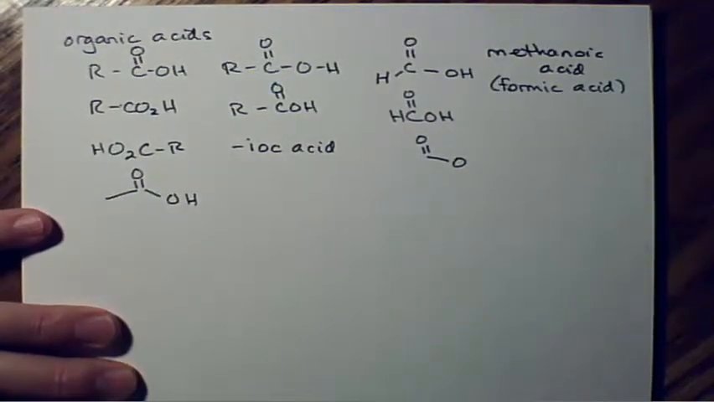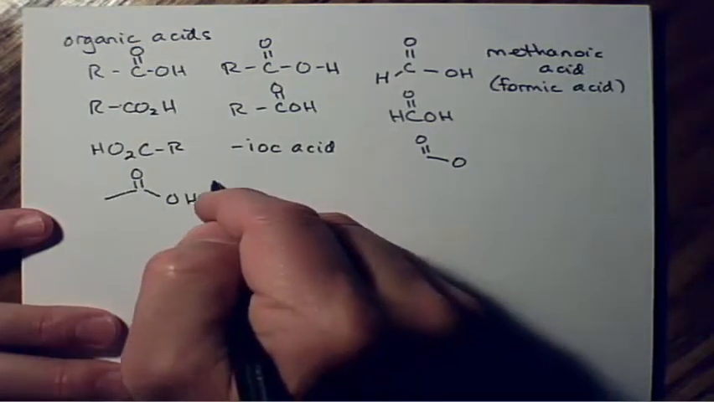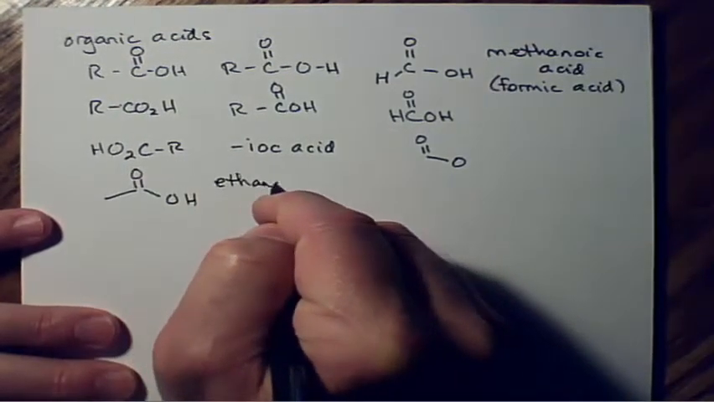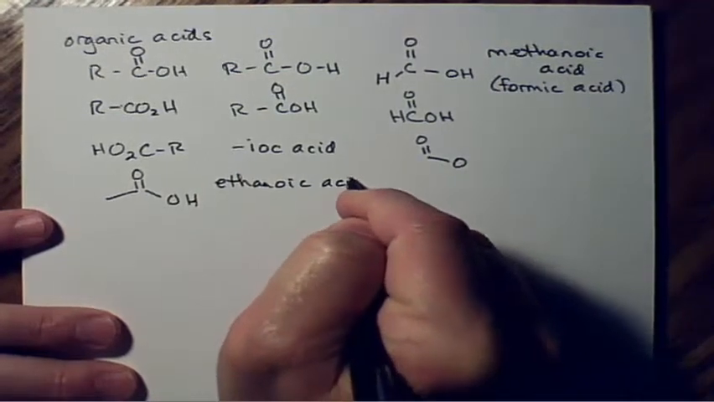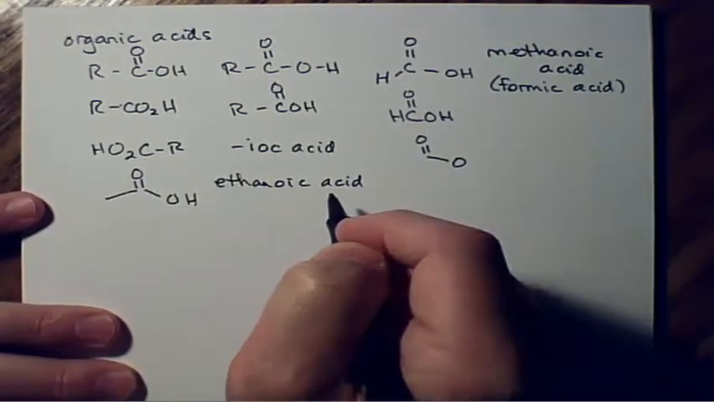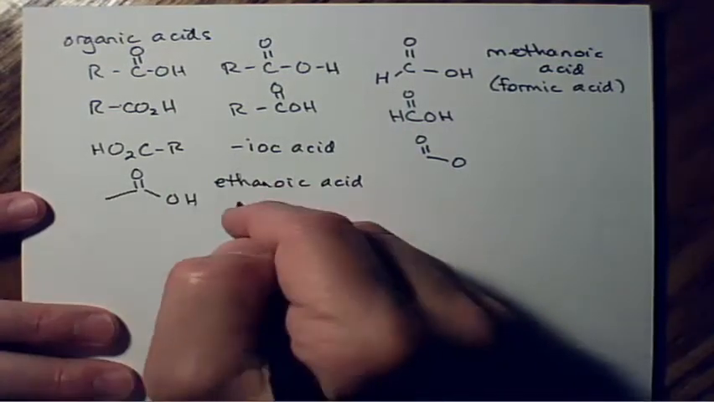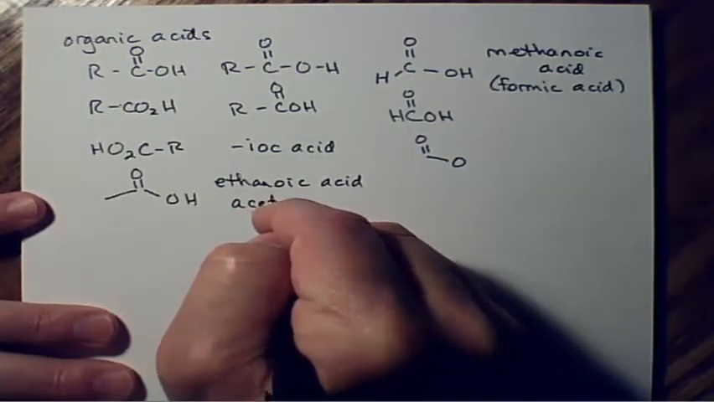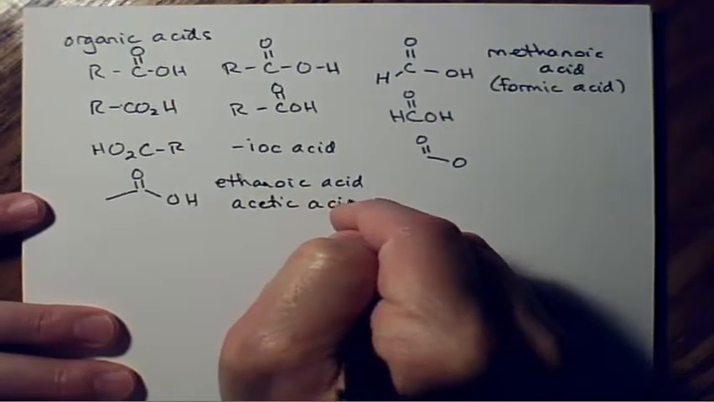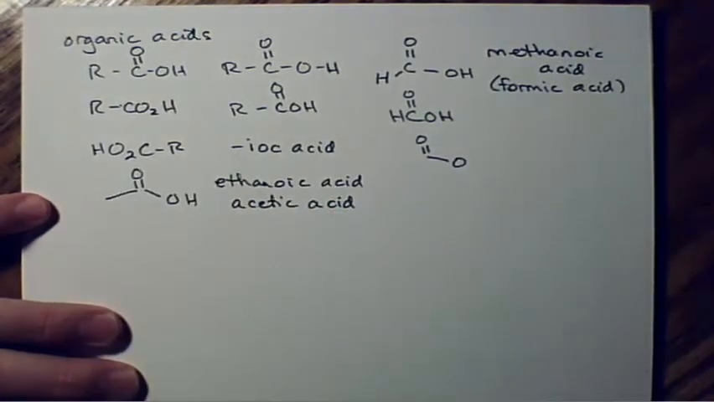Okay, what would this be called? Two carbons. Ethanoic acid. That's the IUPAC naming system. But there's a common name for this acid too. This is called acetic acid.